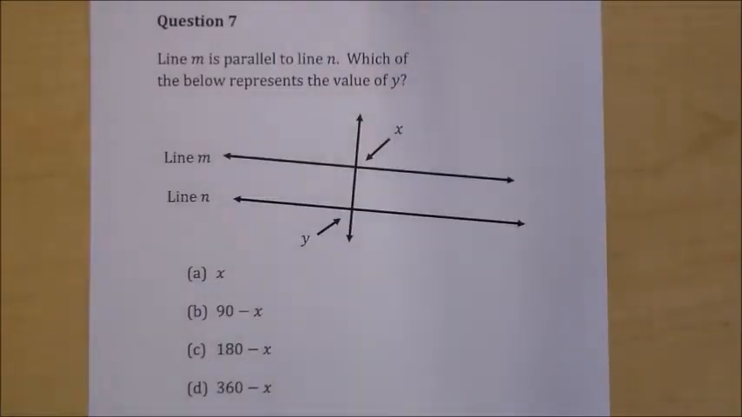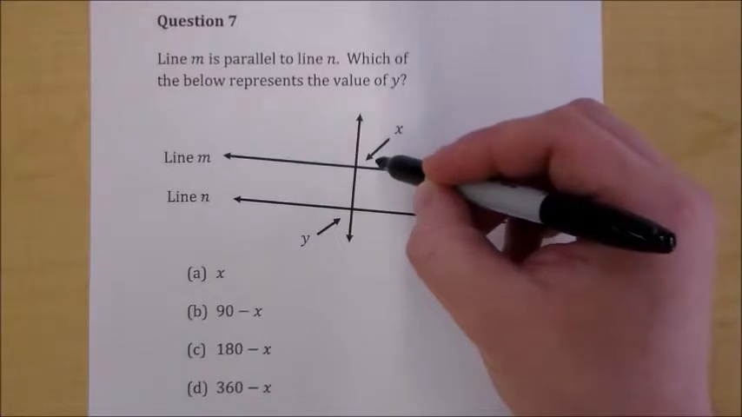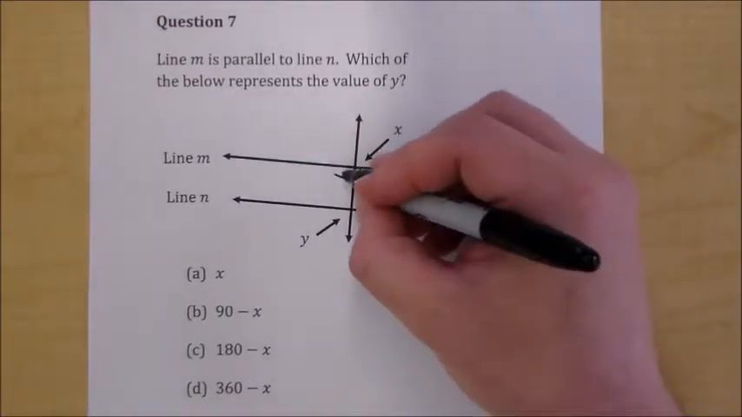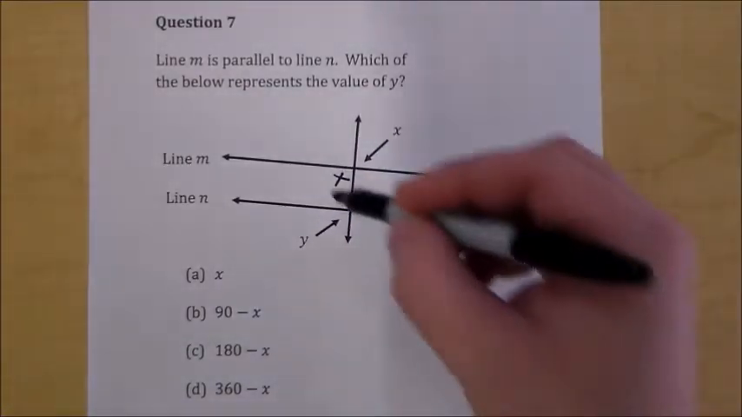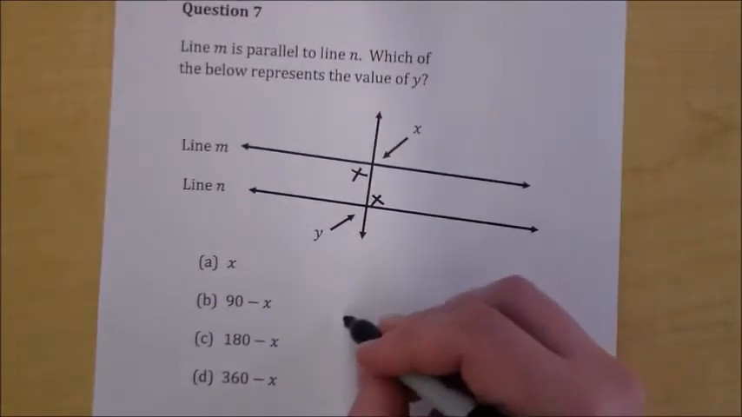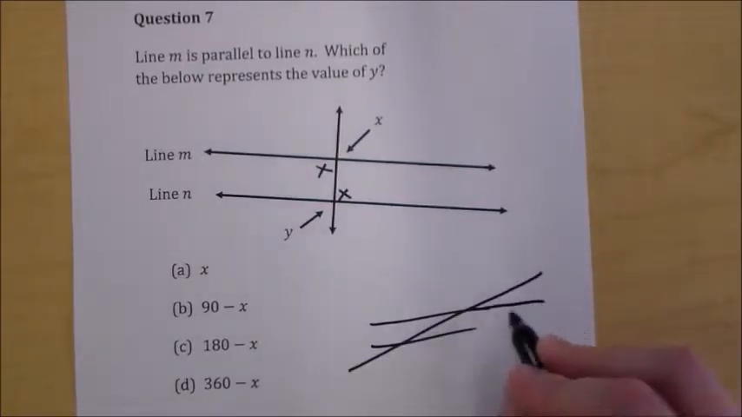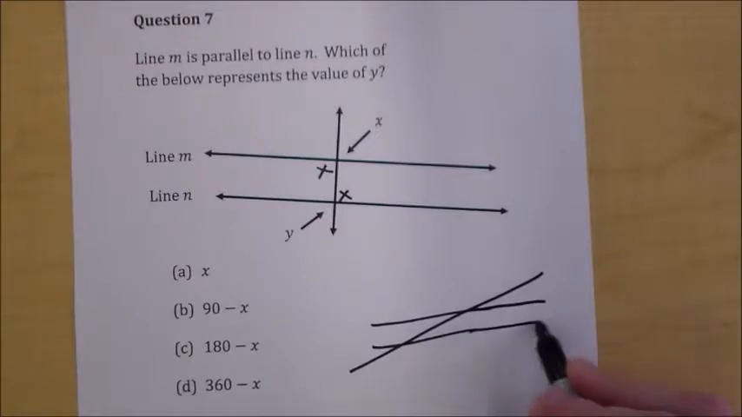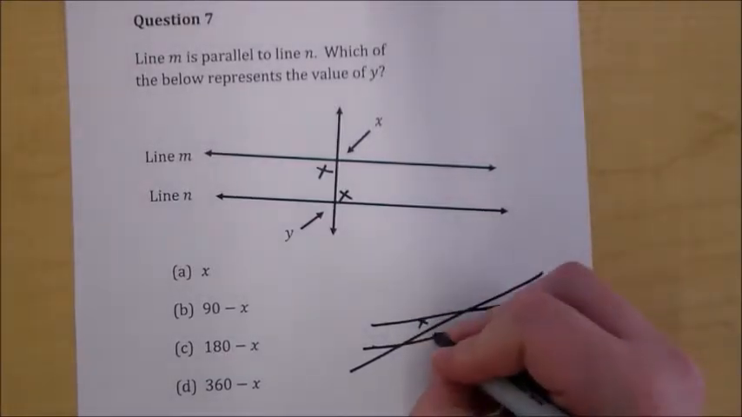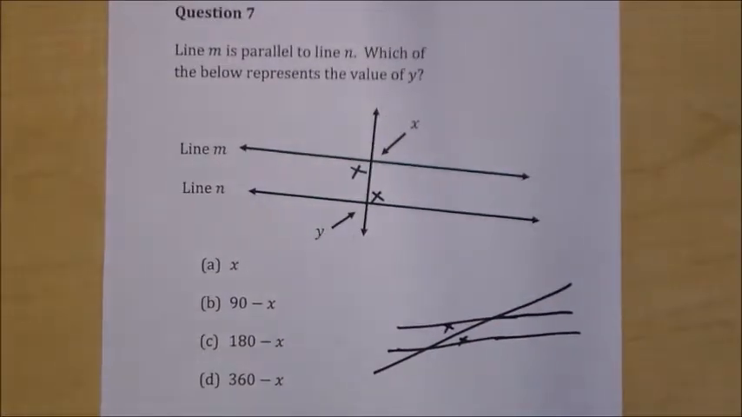Question 7. Line M is parallel to line N. Which of the below represents the value of y? Okay, so we have x, and we know the way this works is that the vertical angle is going to be x. And the alternate interior angles means this guy is going to be x as well. Think about it. If you have two parallel lines and something really dramatic, it's going to be easier for you to visualize. If this guy here is x, this guy here is x as well. That's just the way parallel lines work.